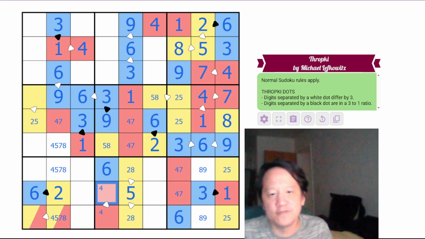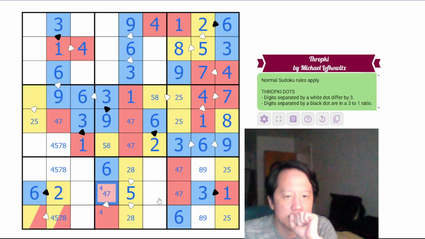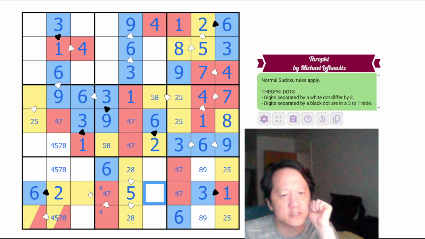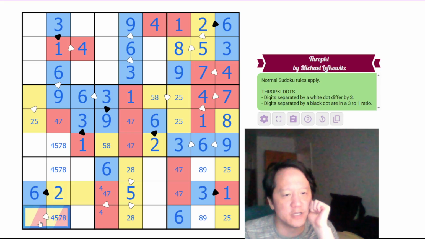So this has to be 4 or 7. We need another yellow in row 8. It cannot be here because of the 3 yellows in the box, so yellow has to be here. Since this is yellow and yellow, this cannot be a yellow-yellow pair to add up to be 3 apart from each other, so this must be red and red.